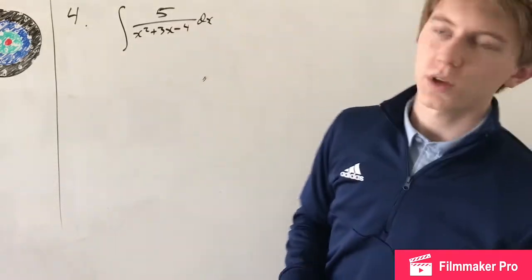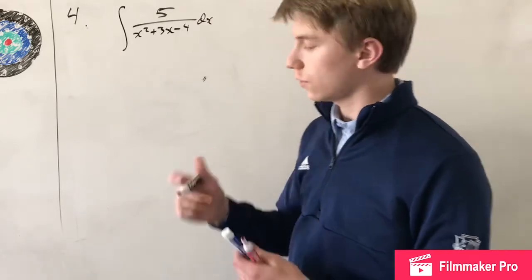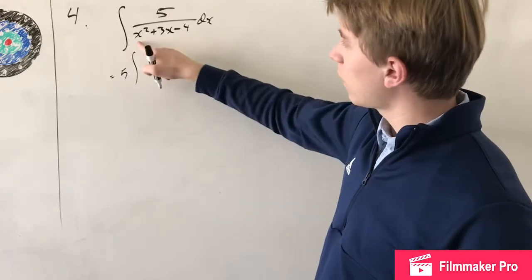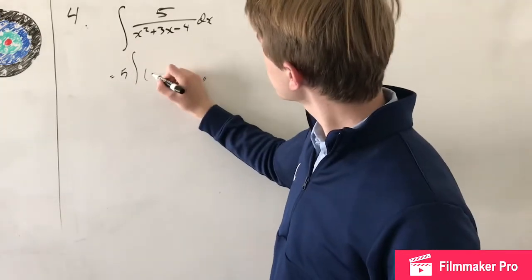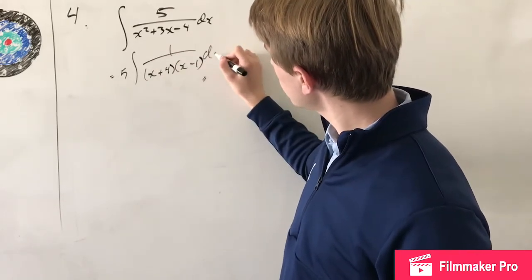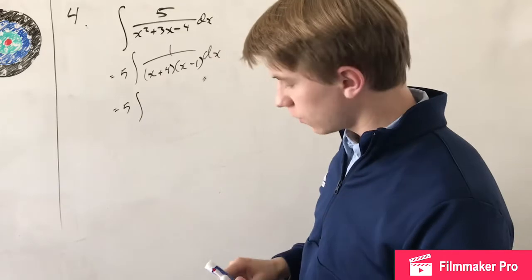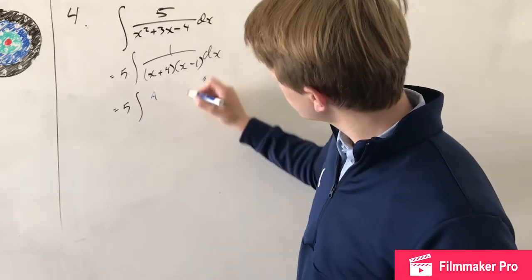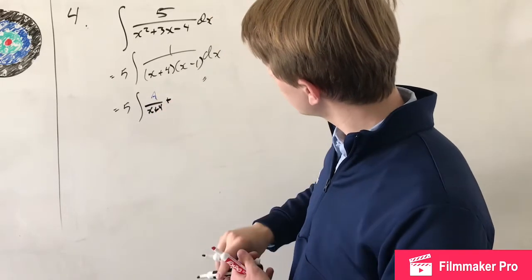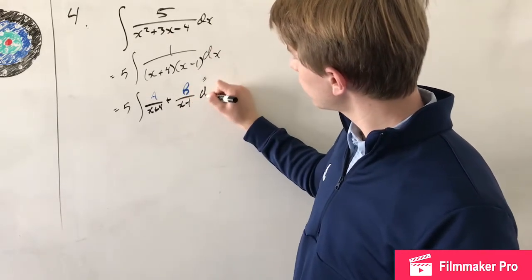There you go. Okay, so here, this is definitely going to be a partial fractions one. So we can pull the 5 out. And then this pretty obviously factors into x plus 4, x minus 1, 1 over that, dx. So that will be equal to 5 times the integral of a over x plus 4 plus b over x minus 1 dx.